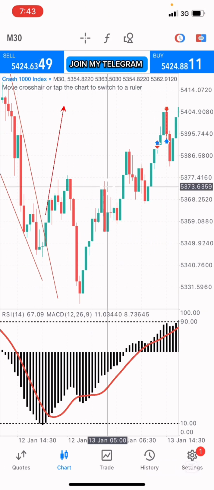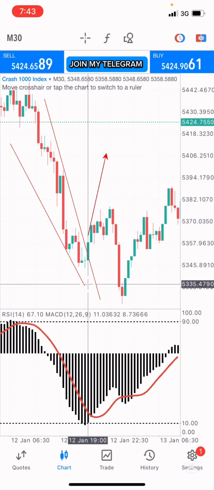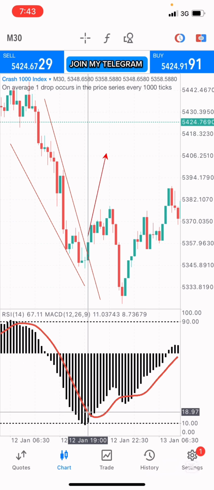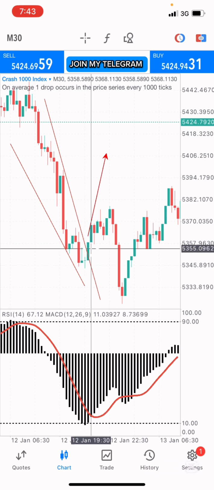You can see from this point the market began to buy, and if you take a look, it was at this moment here the MACD got to the level of 10. Trace it with me. It got to the level of 10. At this moment, the market began to buy.